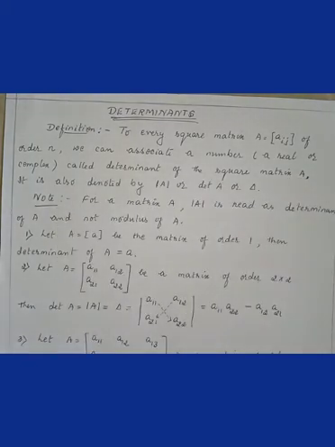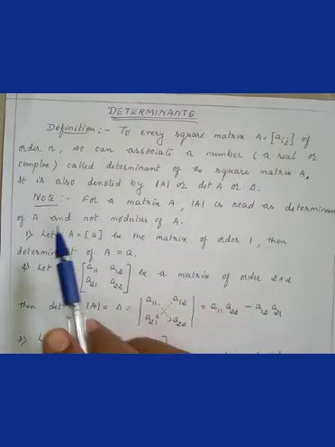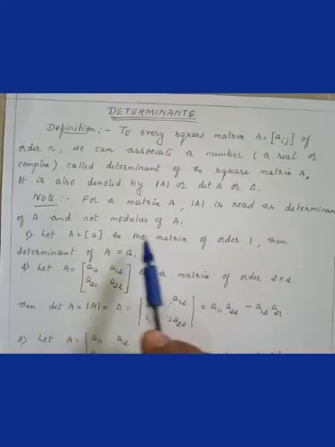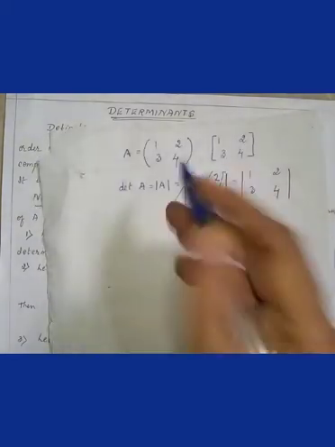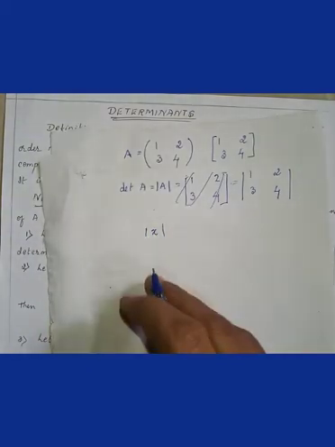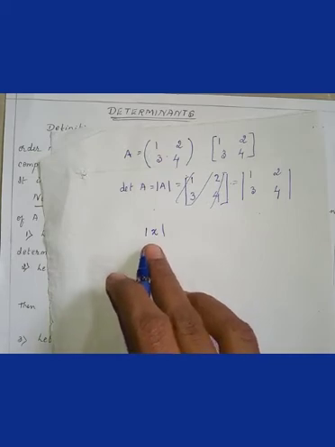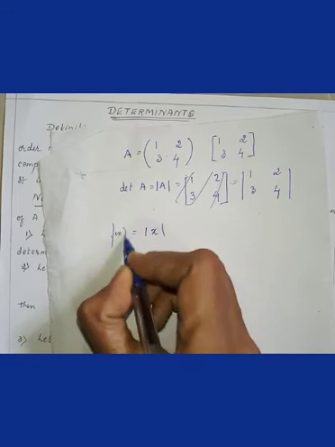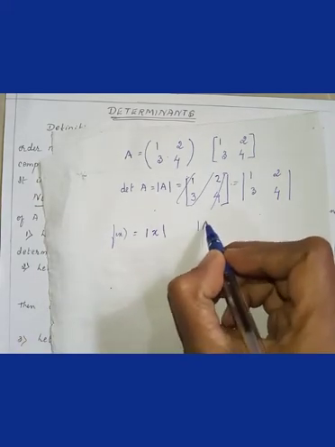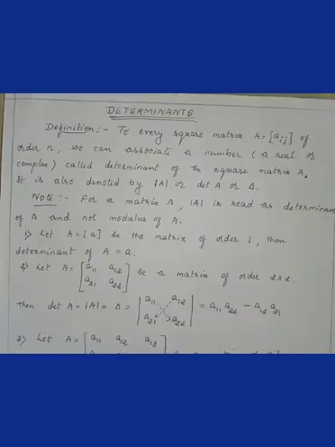Then only this is a number associated with the square matrix. There are some points here. For a matrix A, determinant A is read as determinant of A, not modulus of A. We know that in a function, this is called modulus x, a function, but in the matrix section, if I write it like this, it is a determinant A. This year we study determinants up to order 3 only, with real entries.